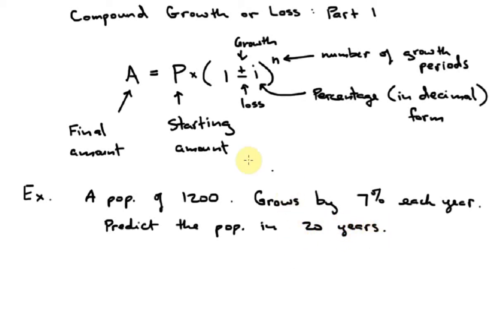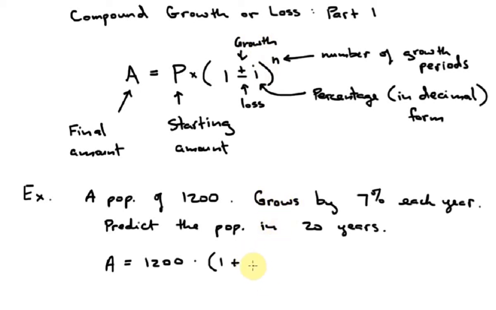Really, it's using this formula because this is what we call exponential growth. So we would like to predict what A is. That's the final amount or the final population, so we don't know it. That's what we're going to try to figure out. The starting amount is 1,200, our population at the start. So we're going to go 1,200 times, and now in brackets, 1 plus. It's plus because it's growth. The population is growing, and it's growing by 7%.